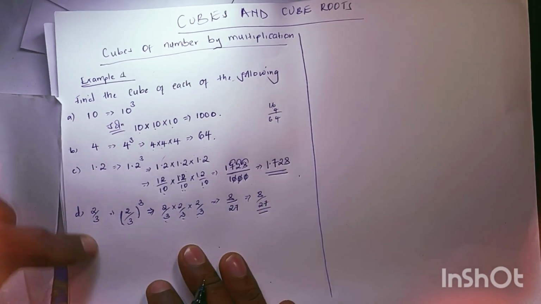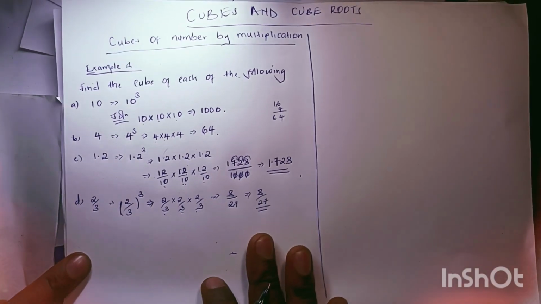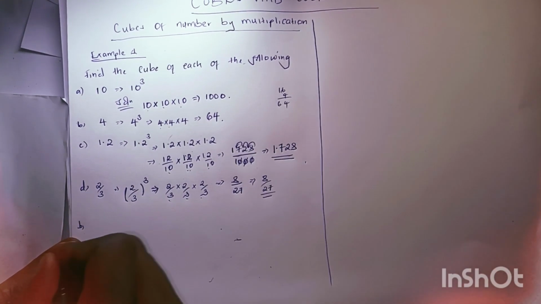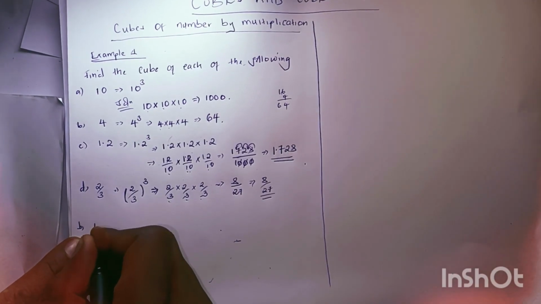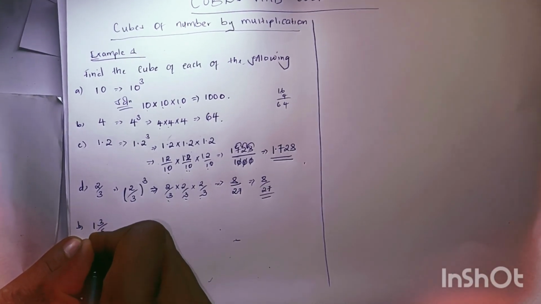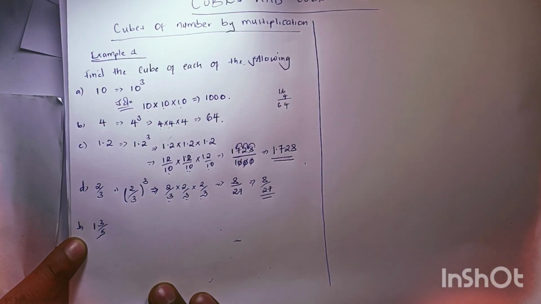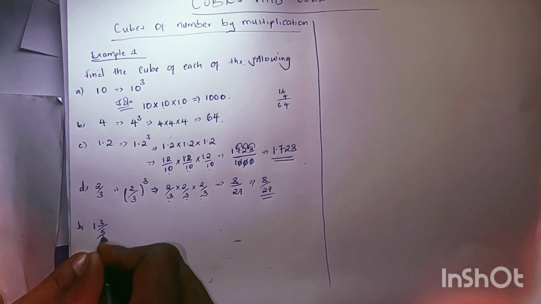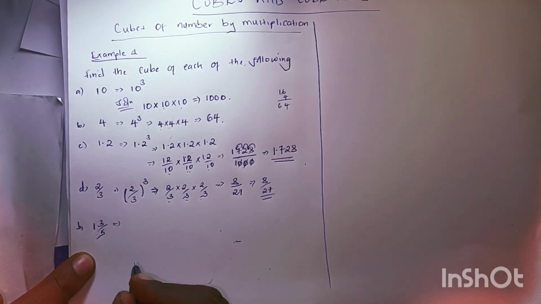You underline your answer. What if I include another problem like a mixed fraction here? If I had a mixed fraction like 1 and 3 over 5, what am I supposed to do on this one? I have to convert it into a proper fraction. In fact, let me write the question first.